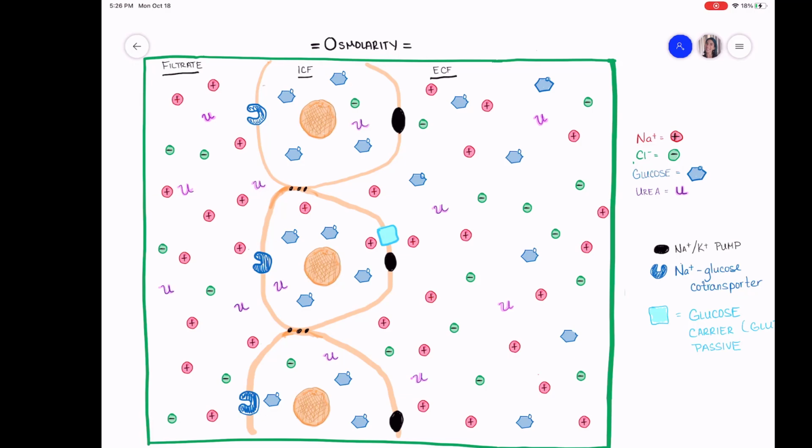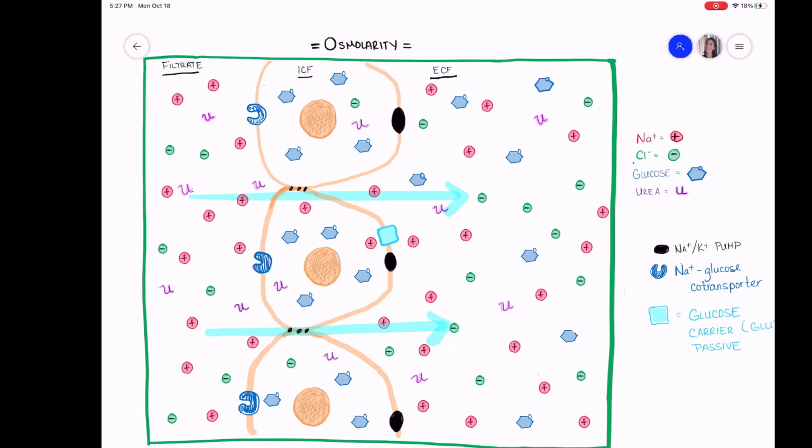Indeed, water will continue to follow solutes as long as there's an osmotic gradient, until the osmolarity between the filtrate, the ICF, and the ECF are equal. To reiterate, water reabsorption is passive, and water always follows the solutes. So as solutes move, water follows.